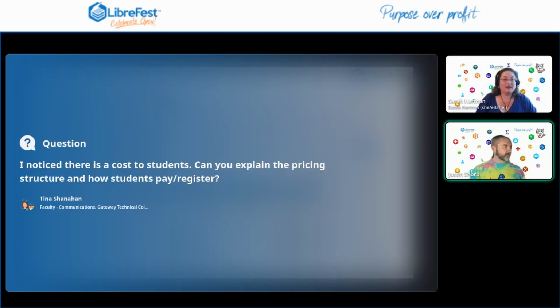I think this one might be more for me. I noticed there's a cost to students. Can you explain the pricing structure and how students pay or register?